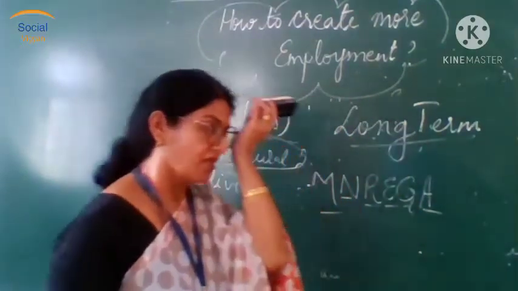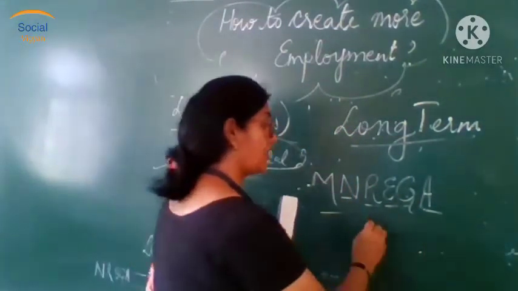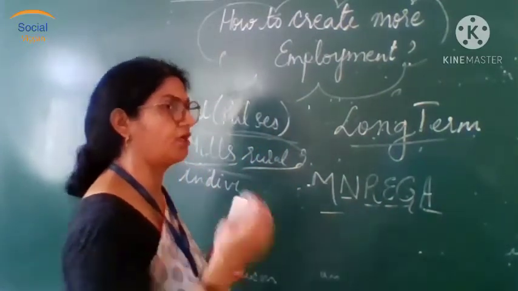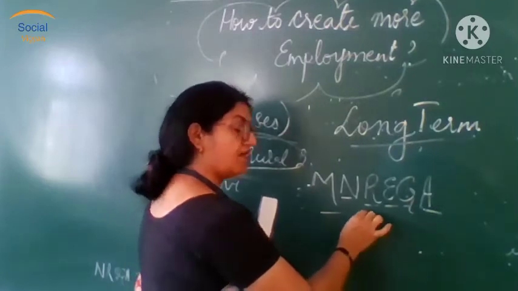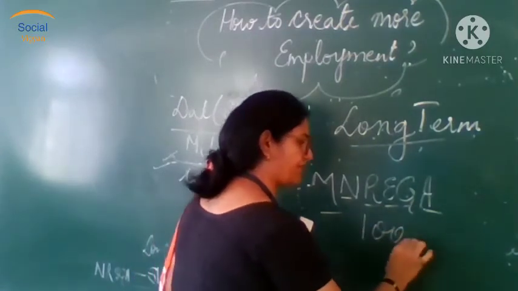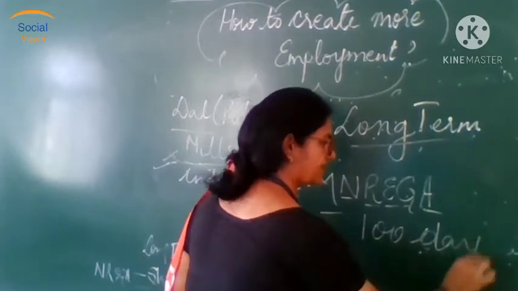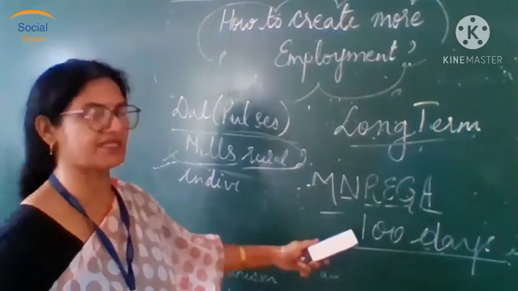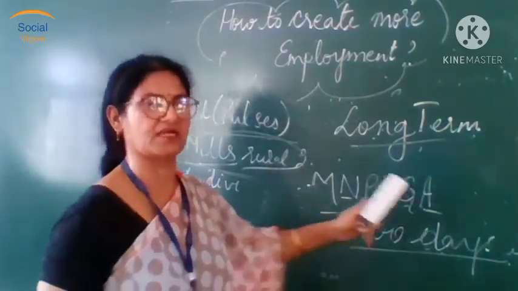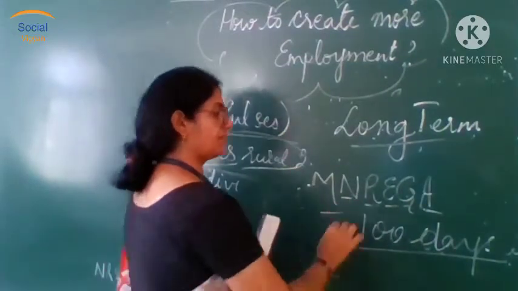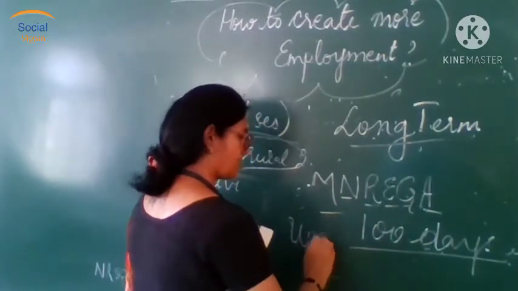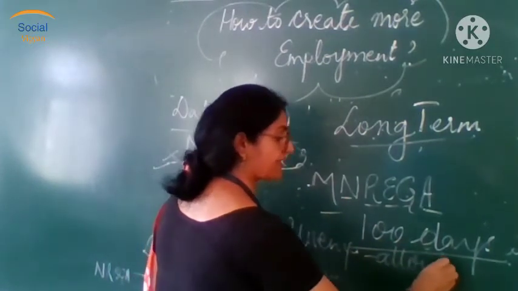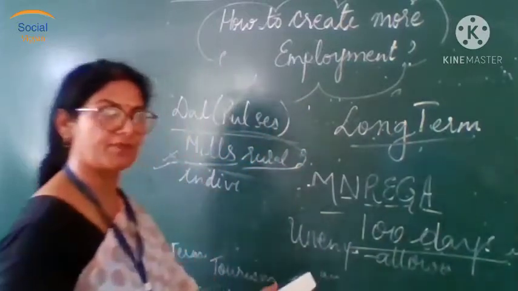What is that? For a session, it was basically started from 200 districts and now it is moving on to more and more districts. So what is there? 100 days of employment was ensured, that every individual who is unemployed will be given a job for at least 100 days. If the government is unable to provide that job, unemployment allowances will be given. They will get unemployment allowance, so unemployment allowances will be given.